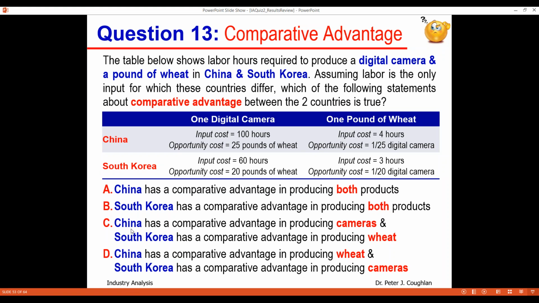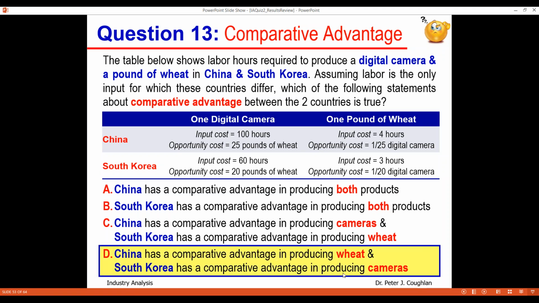So what is it? So where does South Korea have an advantage? Where is China? Well, China has a lower opportunity cost of producing wheat, whereas South Korea has the lower opportunity cost when it comes to producing digital cameras. Therefore, the answer is China has a comparative advantage in producing wheat, and South Korea has a comparative advantage in producing cameras. It is answer D that is the correct answer. Right? Again, the most important thing to recognize is that it is impossible for you to have a comparative advantage in everything. And in this case, 2 countries, 2 goods, it means it is impossible for either country to have a comparative advantage in both goods.